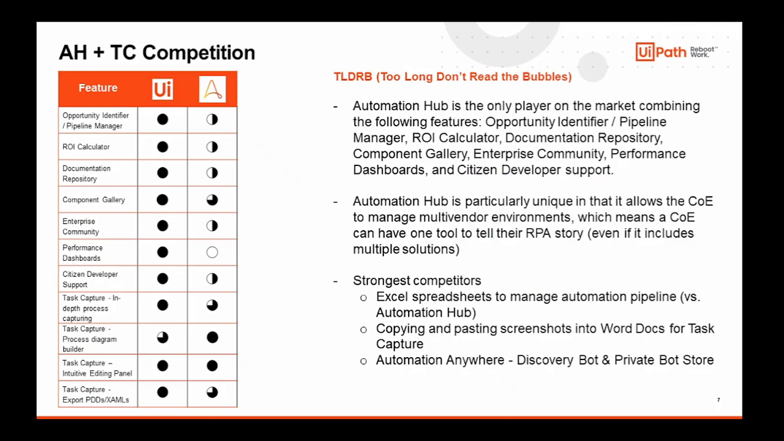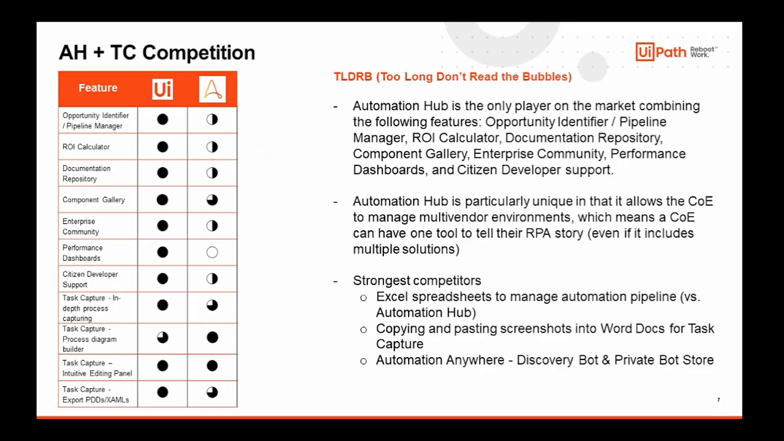In terms of competition, you can see how the market has evolved. There are new offerings from Automation Anywhere, including the Discovery Bot and the announced private bot store. That said, the long and short of it for you is that the competition story hasn't evolved that much. Automation Hub is still the only player on the market combining opportunity identification, pipeline management, ROI calculation, a documentation repository, a component gallery, an enterprise community, performance dashboards, and most recently in 20.10, citizen developer support.